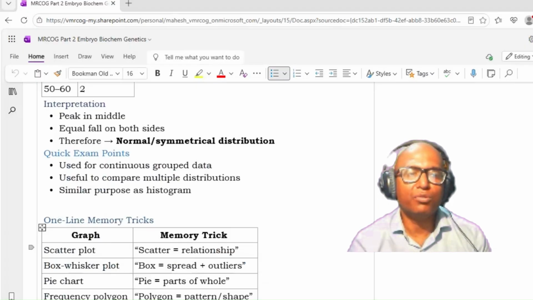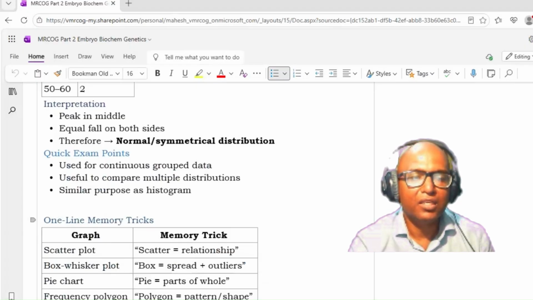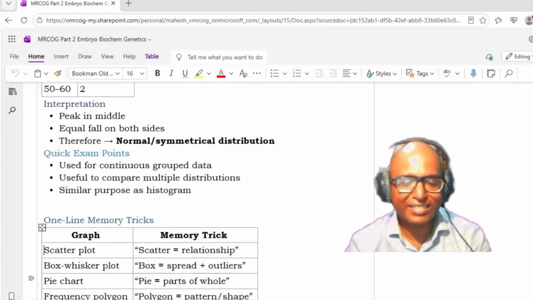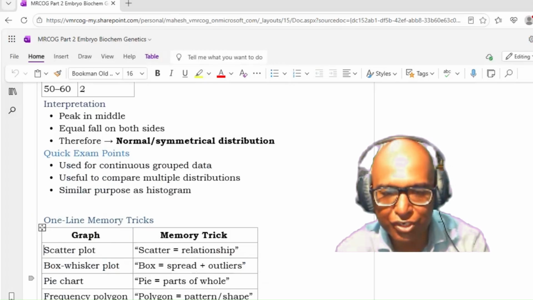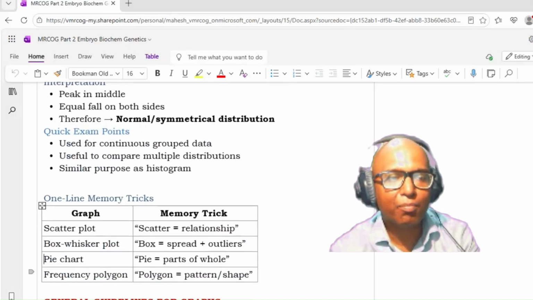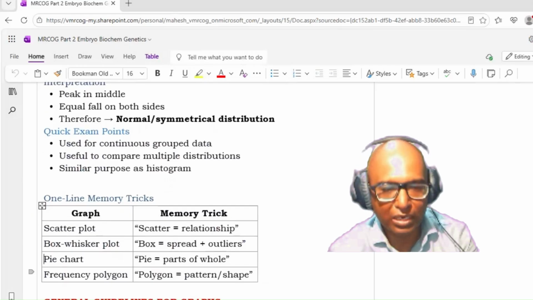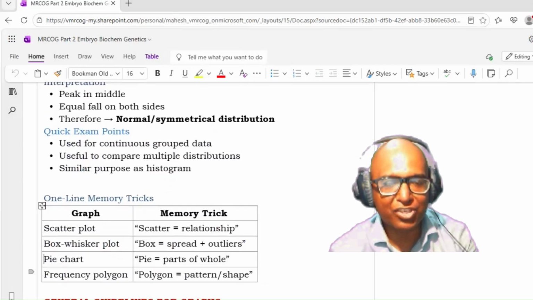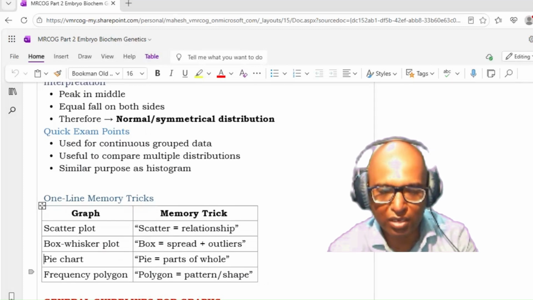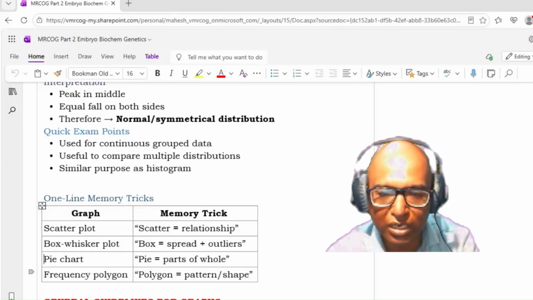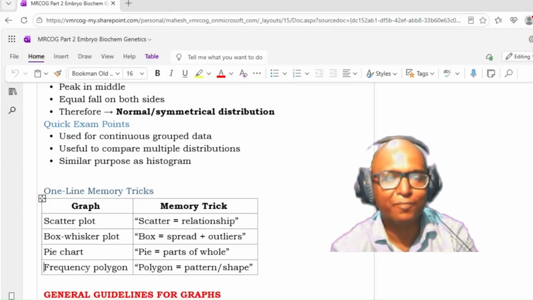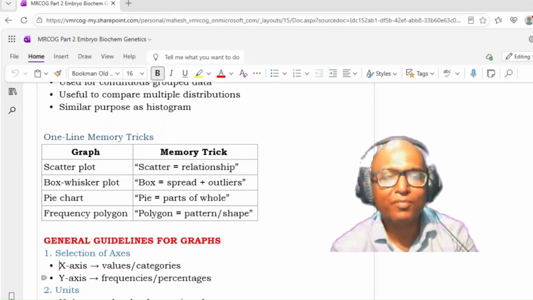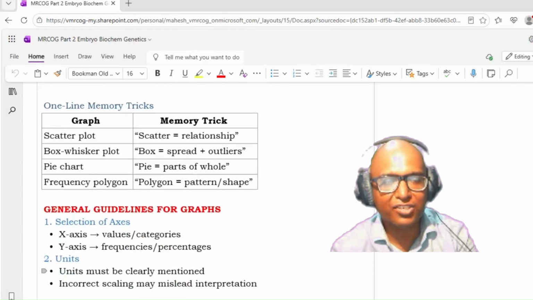Now, in summary, what we have learned: the scatter plot talks about the relationship. The Box-Whisker plot talks about the spread and the outliers. Then you have the pie chart, which shows parts of a whole, and the total always corresponds to 100%. Then you have the frequency polygon, which talks about the pattern and the shape.